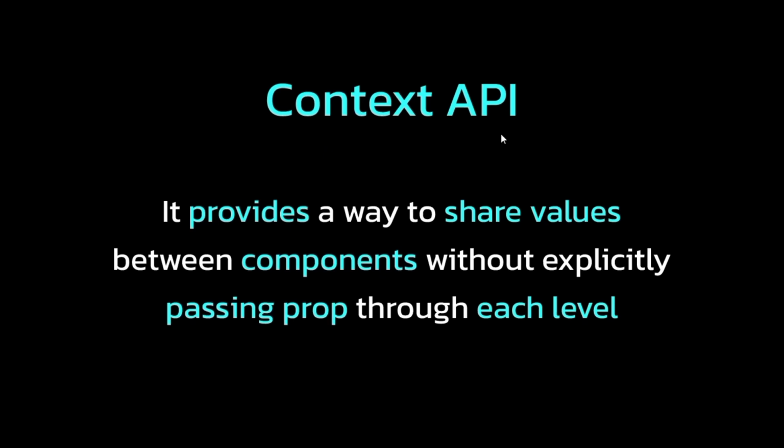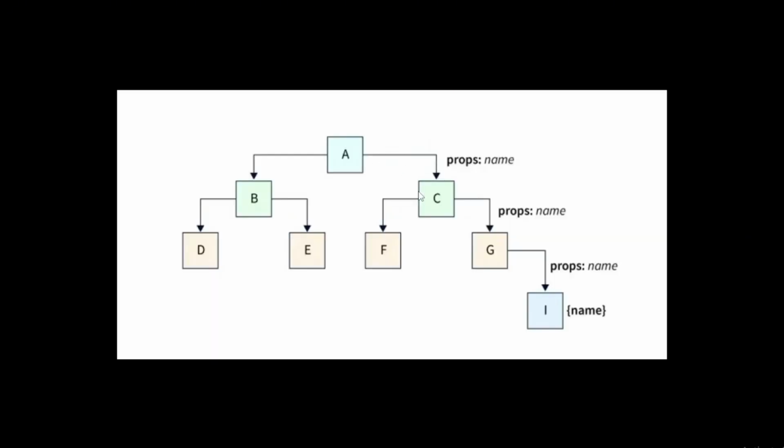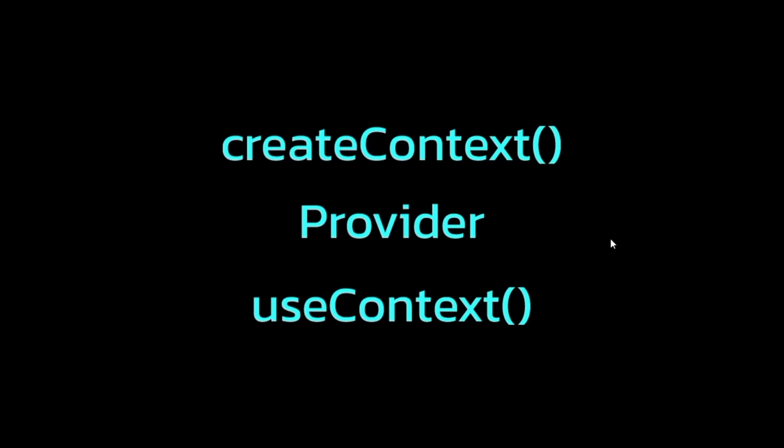So what is Context API? It provides a way to share values between components without explicitly passing props through each level. Means instead of passing props through each level, we can directly teleport the data from sender to receiver. So we have to just use these three things to do so. So let's do it by doing some code work.